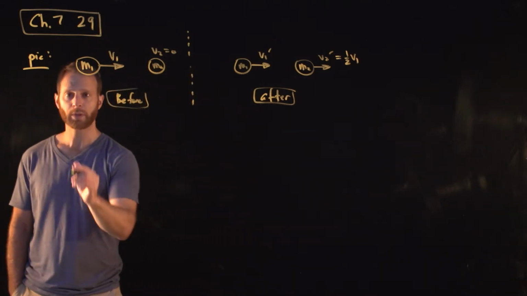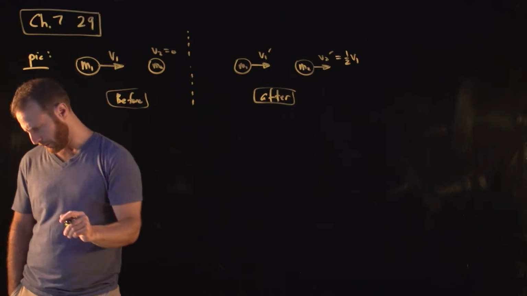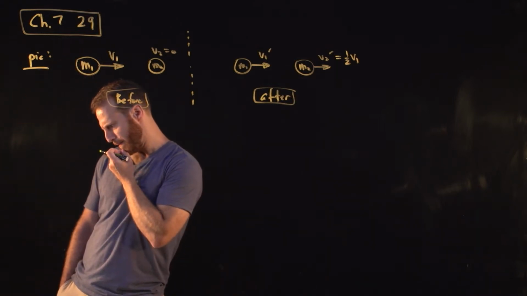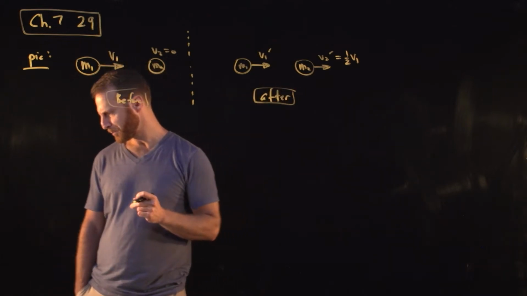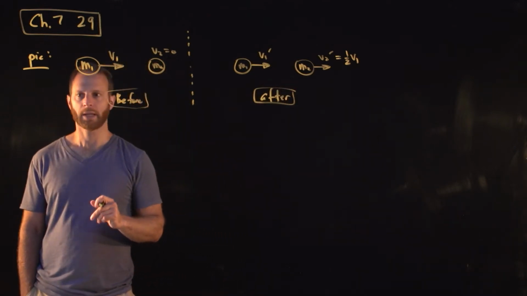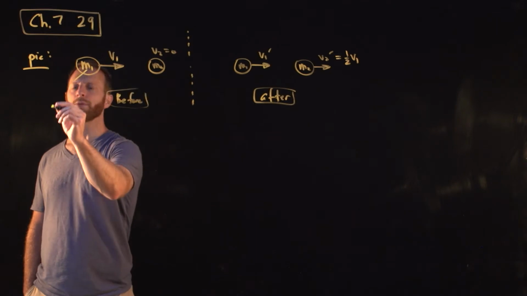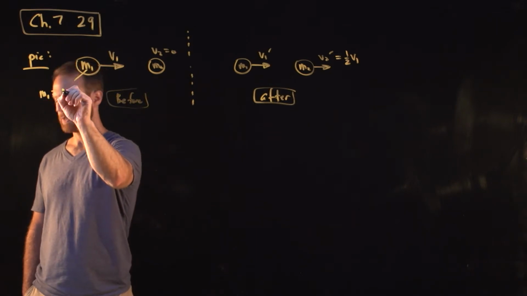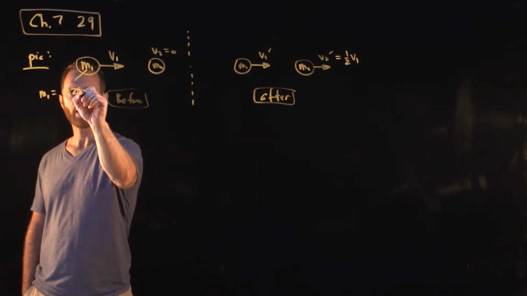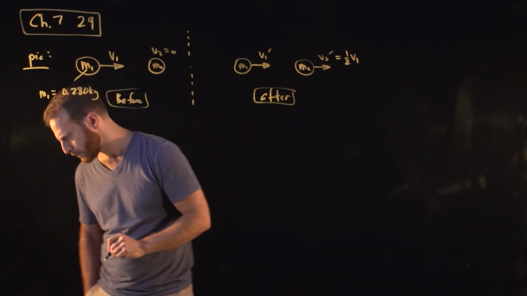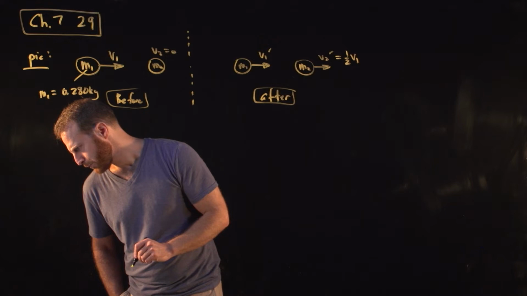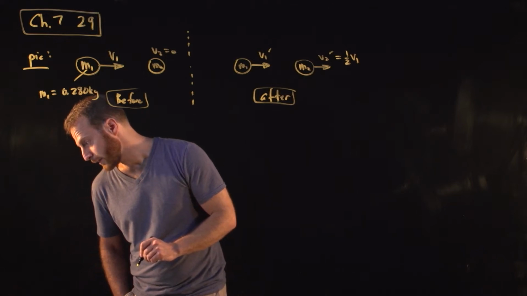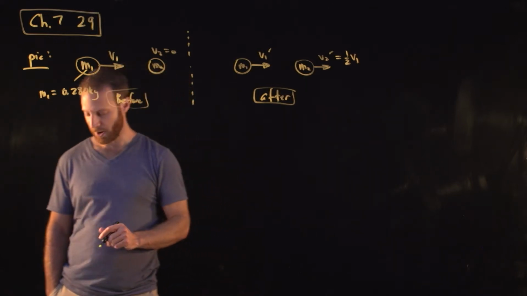Okay, so let's see. What do we want? We want to figure out in part A what was the mass of the second ball. So we'll see if we can figure that out. And we're talking about kinetic energy. Let's just label some things. m1 is 0.280 kilograms. And that's it. Okay, so let's see how much progress we can make.